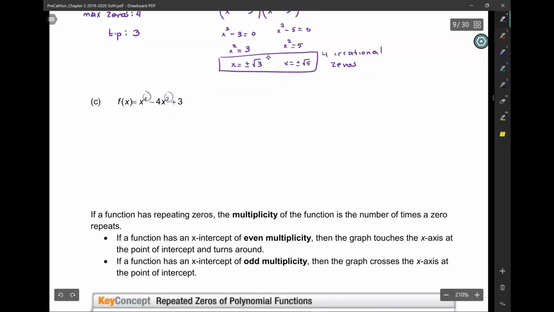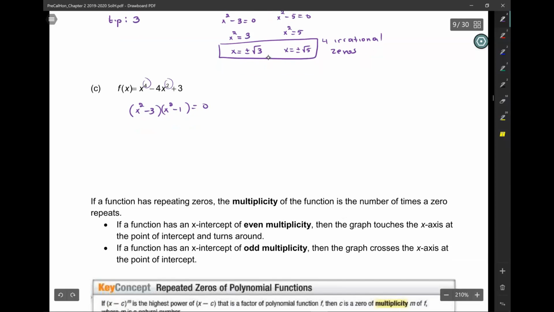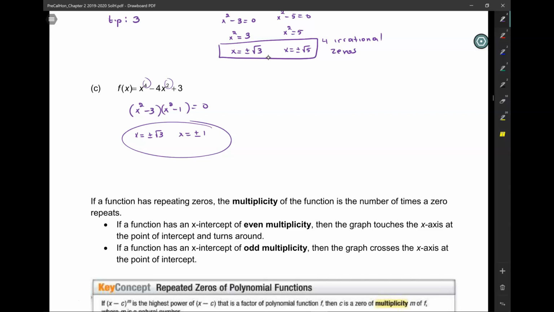So now, let's factor: x squared minus 3 and x squared minus 1 is equal to 0. So x is plus or minus root 3 and x is plus or minus 1. So again, 4 zeros and 3 turning points. I forgot to write that down for you because I got carried away with factoring.